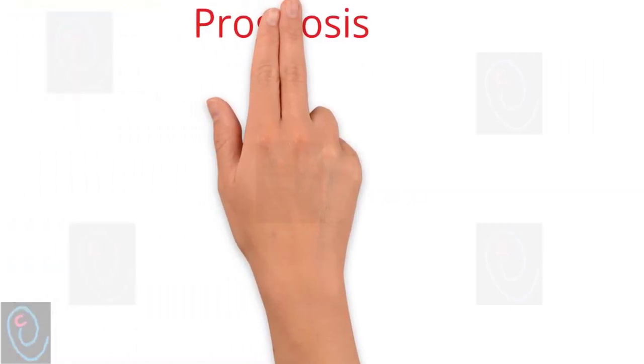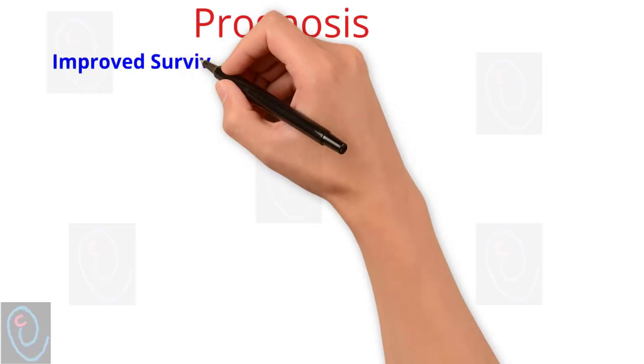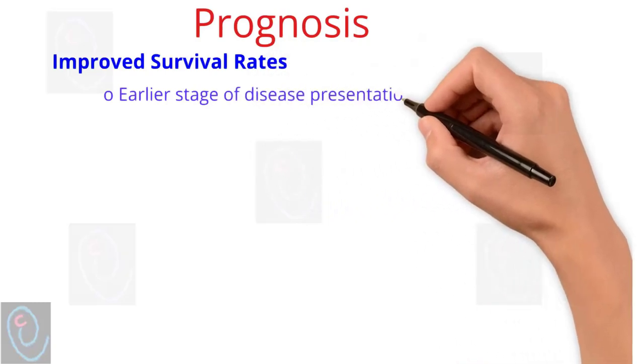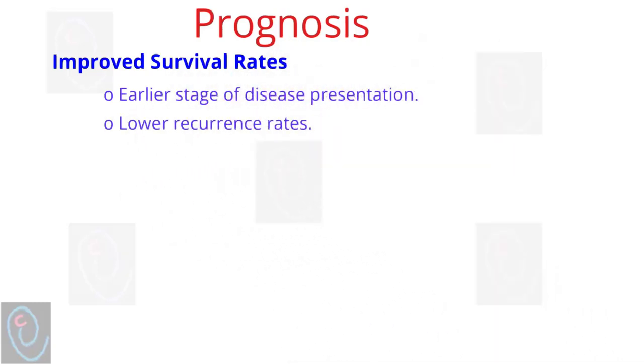آخر حاجة بنتكلم عنها هي prognosis. In general, women with endometriosis associated ovarian cancer have improved survival rates compared to women without endometriosis. This is mainly due to earlier stage of disease presentation and lower recurrence rates.